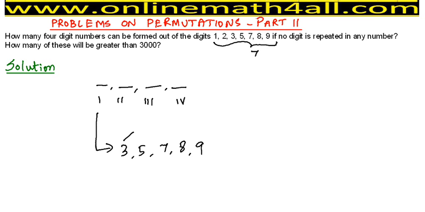So since the number has to be greater than 3000, we are going to use, except 1 and 2, any of the digits out of 3, 5, 7, 8, 9, these 5 digits. Any one of these 5 digits is going to be filled up in the first blank. So the first blank has 5 options. Do remember, any one of these 5 digits is going to be fixed in the first blank. So in these 5 digits, we have 4 digits remaining, because 1 digit has been fixed in the first blank.